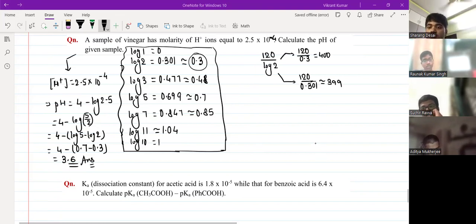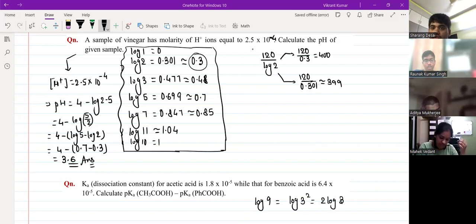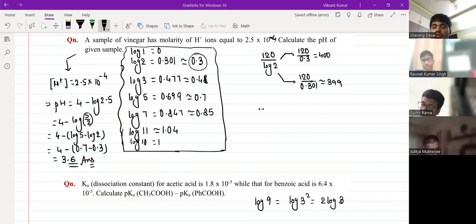Okay, log 9, if I have got log 9, how to handle that? It is log 3 का square, which is 2 log 3, है ना? Log 3 we know. Okay, Mahak, you are changing your answer.